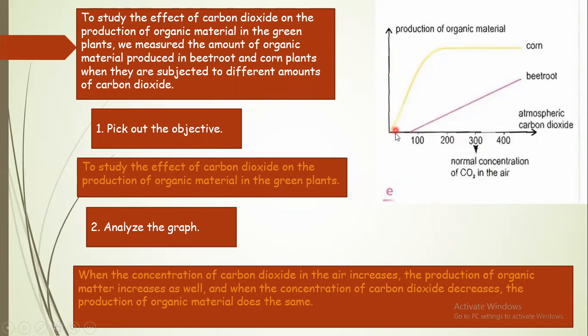So this is the production. As you can see, this is an ascending line, and also this is an ascending line. That means with the increase of the concentration of carbon dioxide, the amount of the organic material is also increasing. And when the concentration of carbon dioxide decreases, which here is before 100, when it's low, the production of organic material does the same. It was very low, the production of organic material before 100.